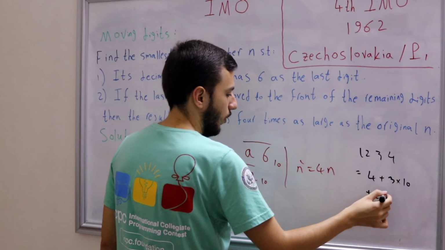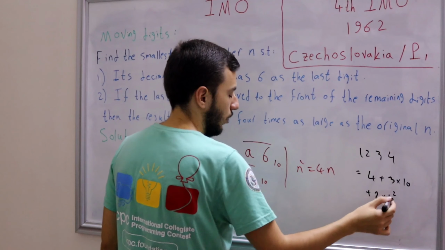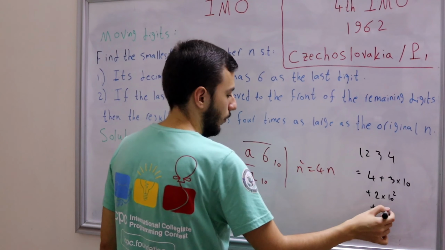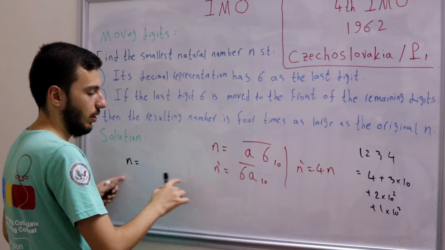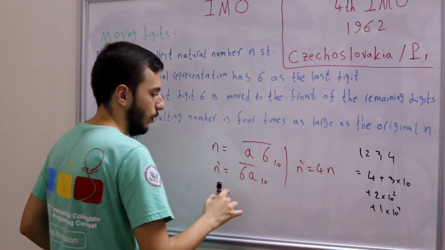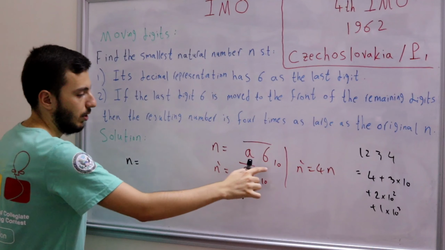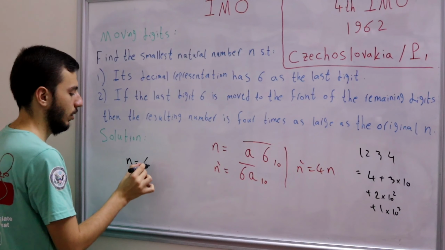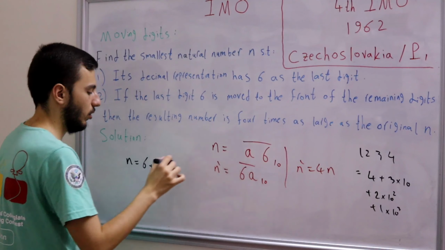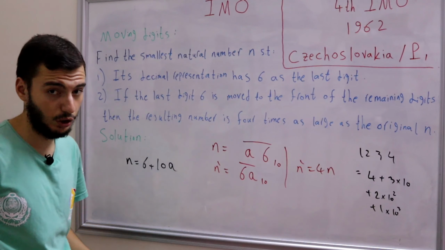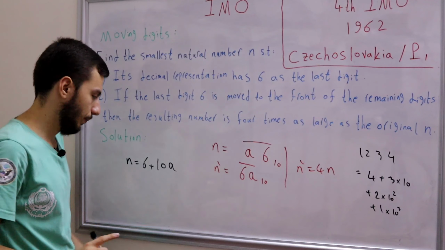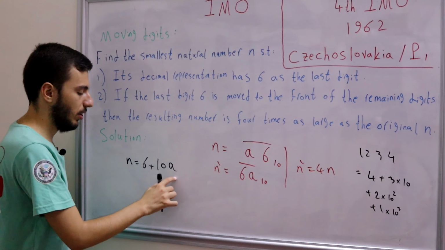And for 2 you multiply it by 100, 10 squared, and for 1 you multiply it by 1000, and so on. So basically the same thing holds here. So how can we represent n? So simply n is 6 plus, well, this thing is just 10a, and as we mentioned, a is not a digit, a is a number actually. So n equals 6 plus 10a.